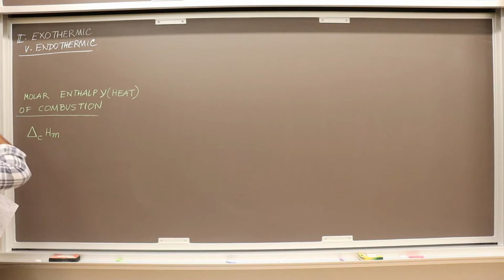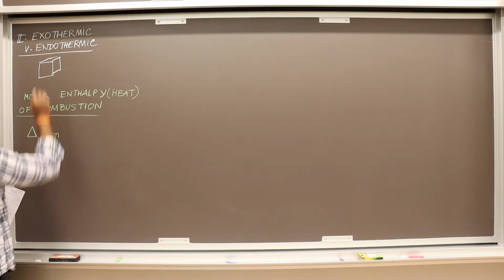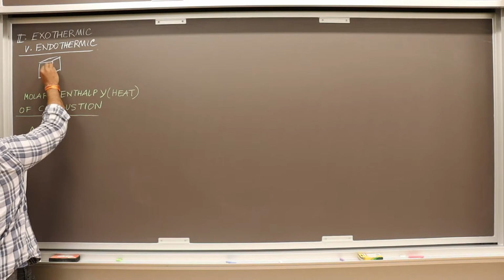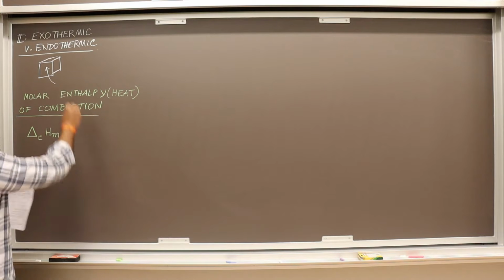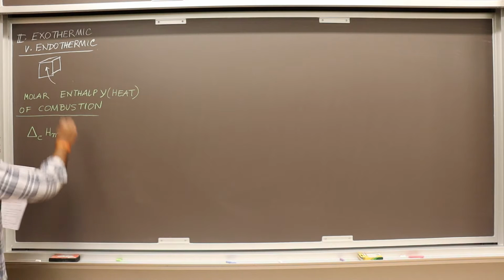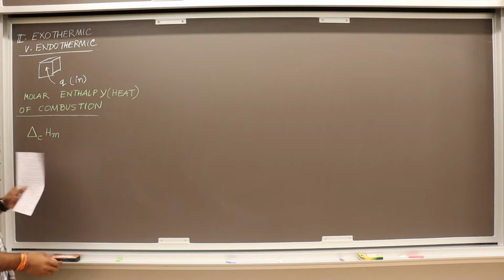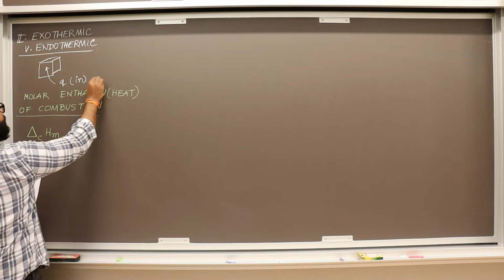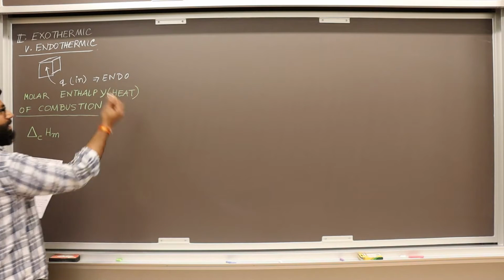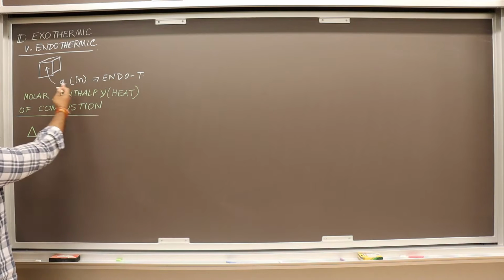Say you have a system which is getting heat inside. So the surrounding is providing the system heat. Heat is going in. If the heat is going in, this is called endothermic, because endo means in and therm means heat. So heat is going in.